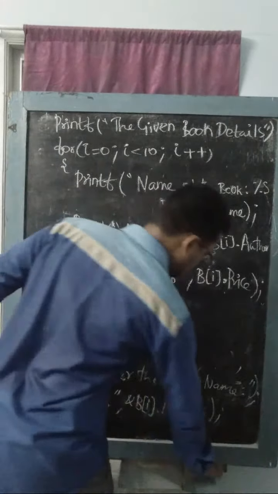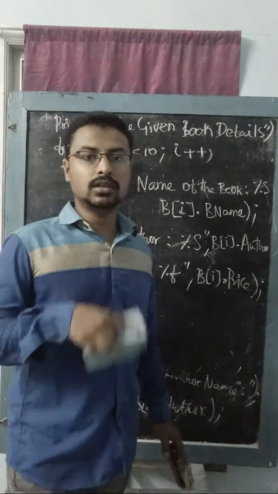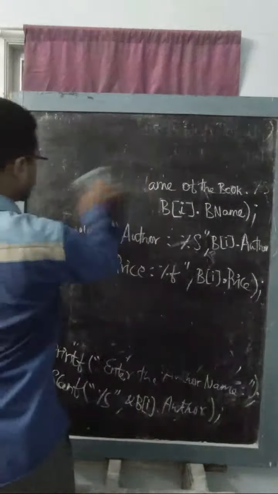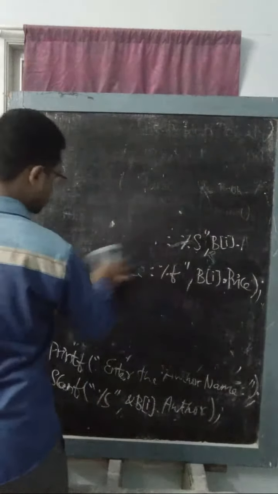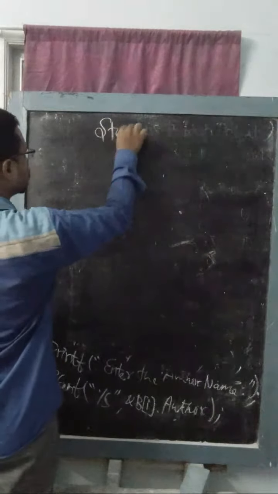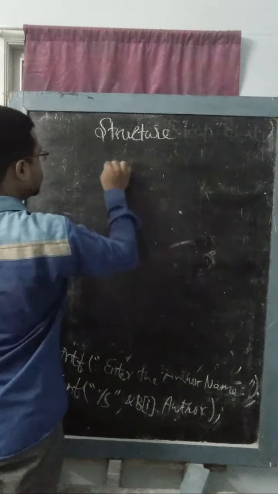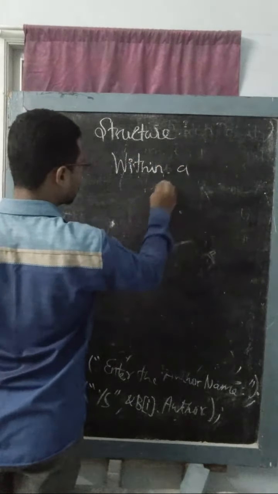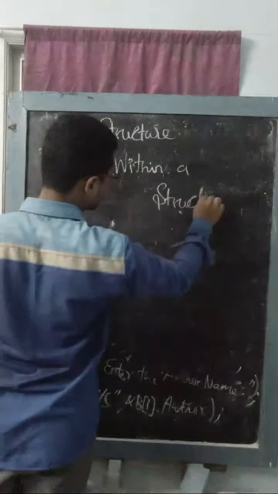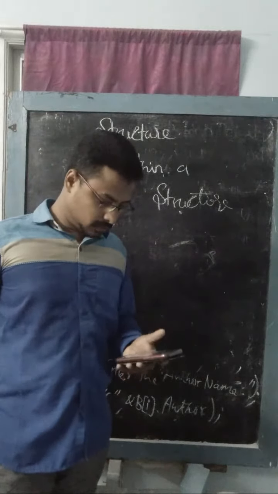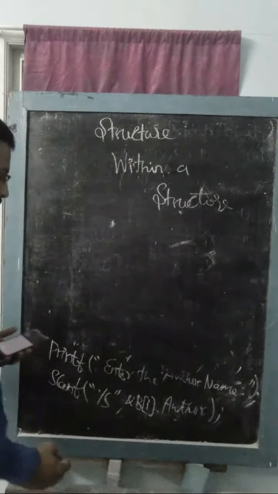There is a structure within a structure. The topic is structure within a structure. What do we do if there is another structure inside a structure? So shall we start that?